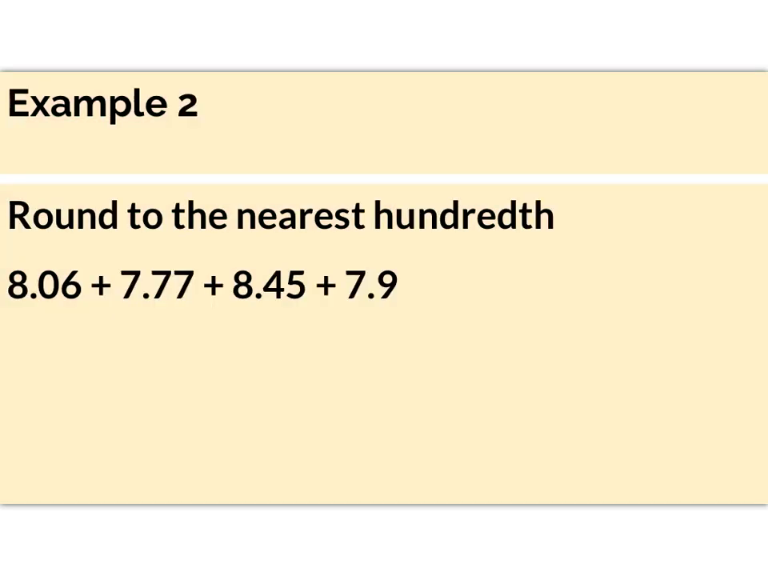Okay, so now we're going to round here to the nearest hundredth. And we can see that this number does not have a hundredth place. And when we have decimals and we round, everything goes to the nearest zero. And so this will be straight adding. Okay, so we're just going to line everything up. 8.06, 7.77, 8.45, and 7.90.